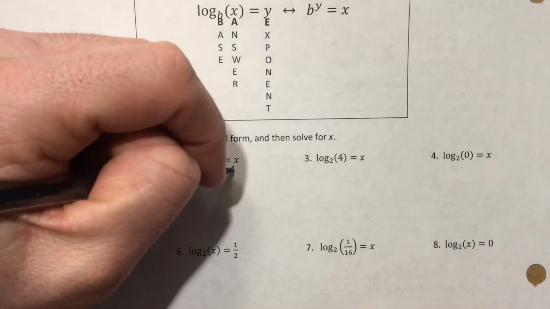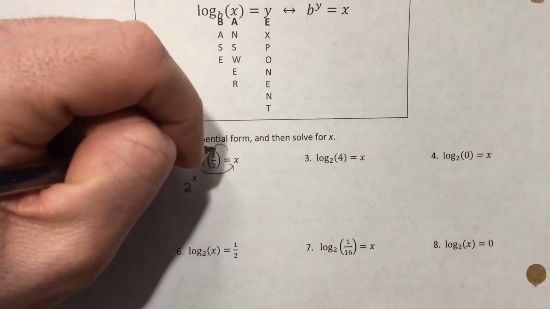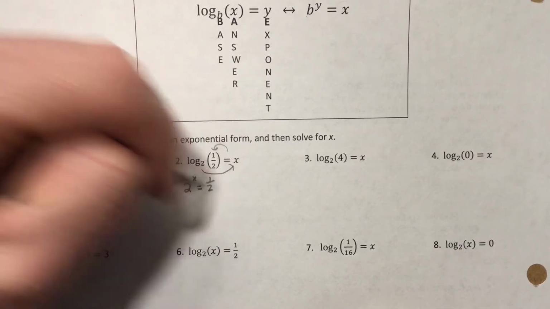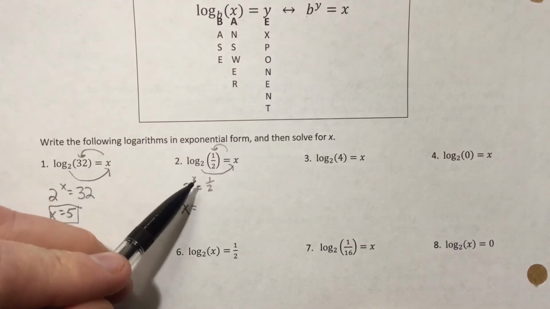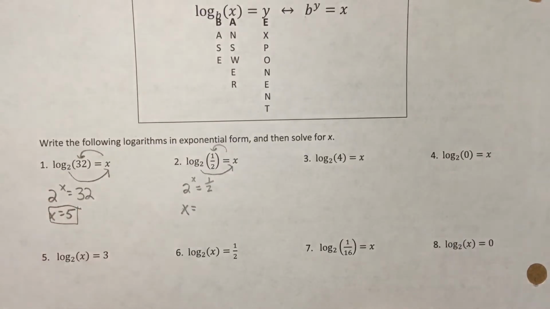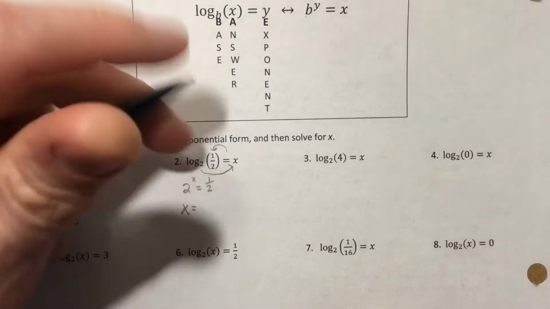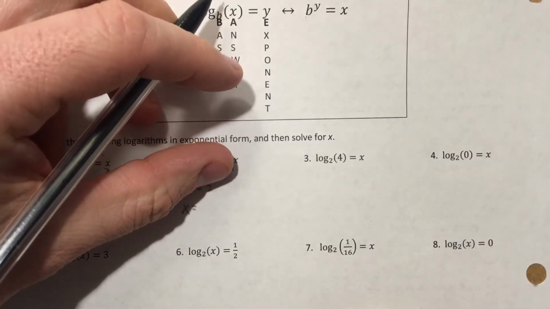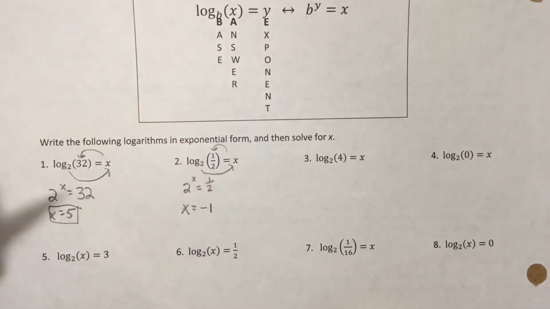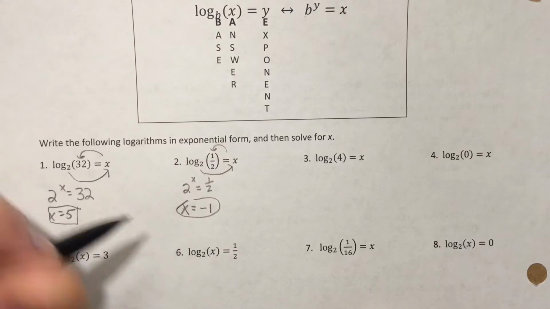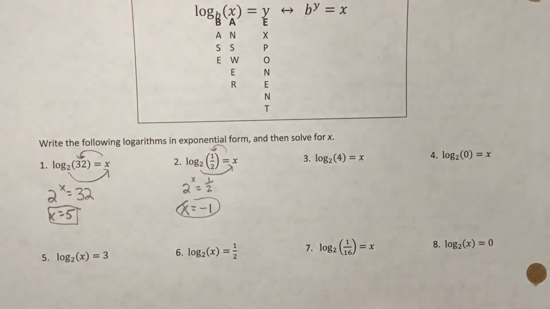For the next one, I would say 2 to the x equals 1/2. And so for x, I have a fraction. Whenever I have a fraction, I know I have to have a negative number because that number has to go to the bottom. If I cover that up, 2 to the first is 2. So then I would just have -1. So the negative is moving to the bottom, and then 2 to the first is just 2. So I get 1/2.